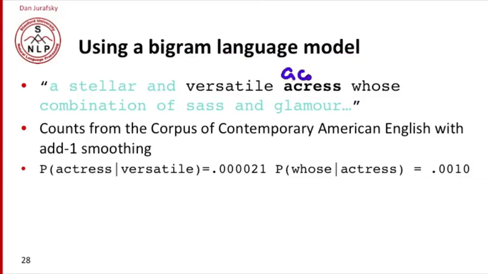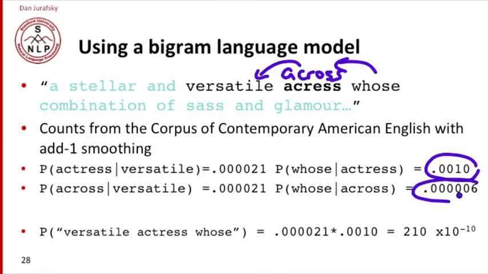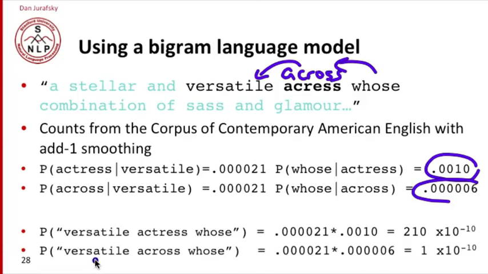So we'll put across here instead as our hypothesis. And we'll again compute the probability of across given versatile times the probability of whose given across. So here are those probabilities, and you can see that the probability of whose given actress is much higher than the probability of whose given across. Actress whose is just a likely sequence. And sure enough, if we multiply these things out, the probability of versatile actress whose is a much higher probability than the sequence versatile across whose. So the noisy channel model with the bigram language model correctly picks the correction actress.